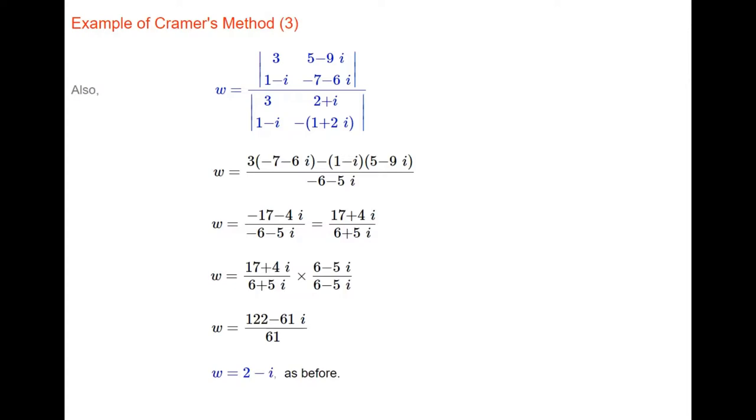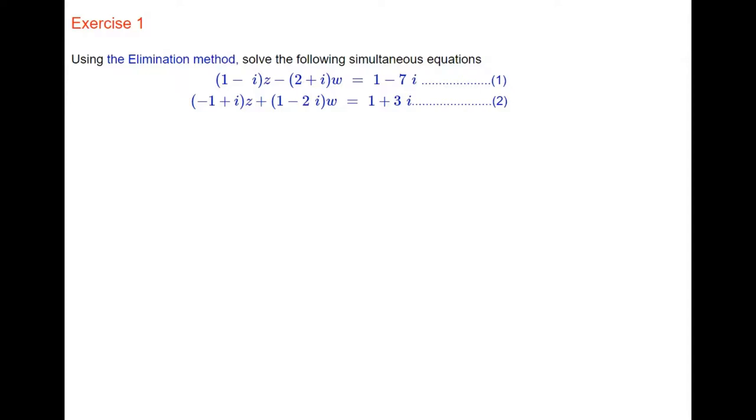It's time for you to get out the pen and the paper and attempt exercise 1. Using the elimination method, solve the following simultaneous equations. (1 - i)z - (2 + i)w = 1 - 7i, that's equation 1. And (-1 + i)z + (1 - 2i)w = 1 + 3i, that's equation 2.